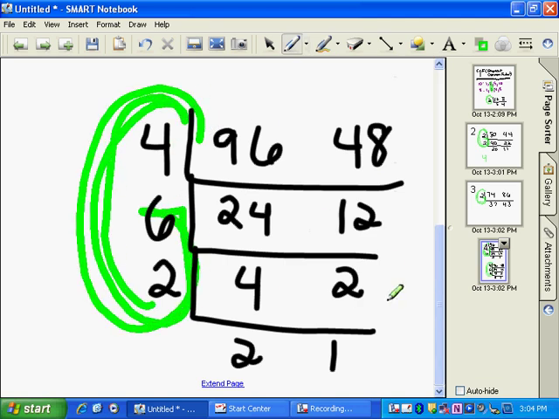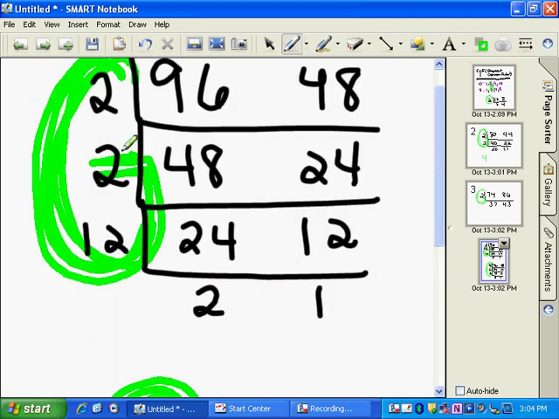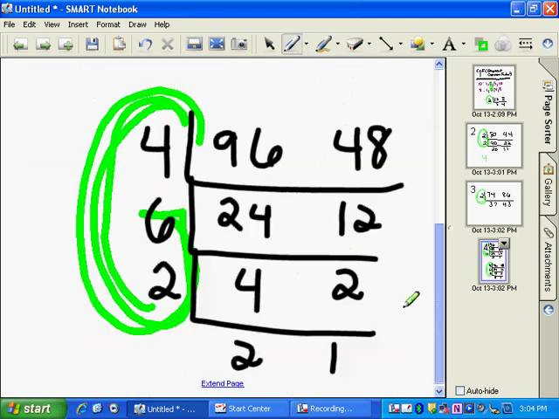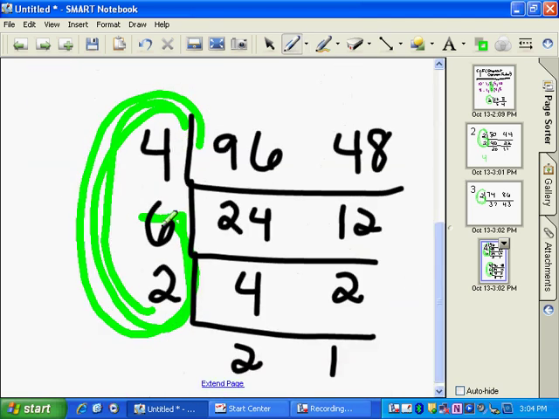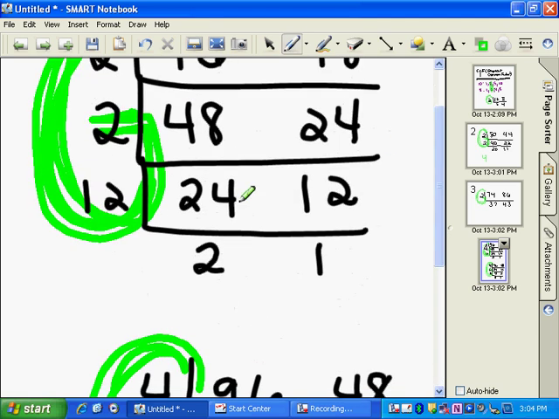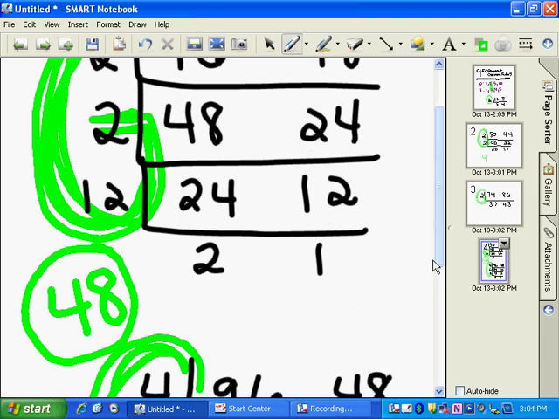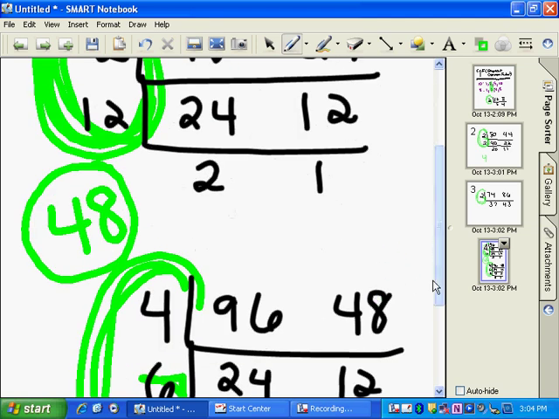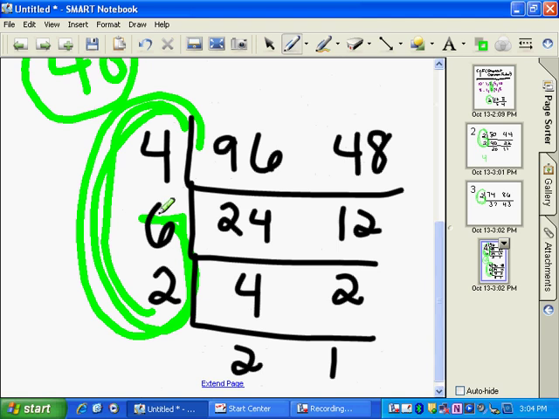4, 6, and 2 are different numbers on the side than 2, 2, and 12. But when I multiply them, 4 times 6 is 24. 24 times 2 is 48. Both ways, I get 48 as the greatest common factor of 96 and 48. So just as a reminder, anytime you have more than one number here on the side, you multiply them together to get the greatest common factor.